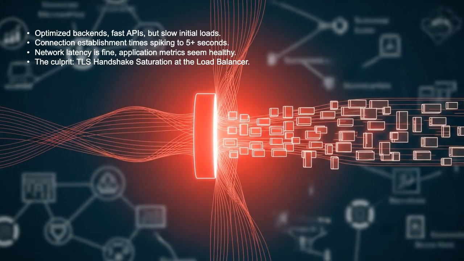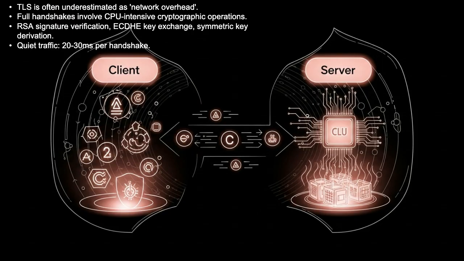This perplexing scenario often points to an overlooked culprit: TLS handshake saturation, typically occurring at your load balancer. We're going to unravel why this happens and what senior engineers can do about it. Most engineers, when considering TLS, often perceive it merely as a minor network overhead, perhaps an additional 1 or 2 round trips, adding a negligible 50 to 100 milliseconds to the overall connection time.